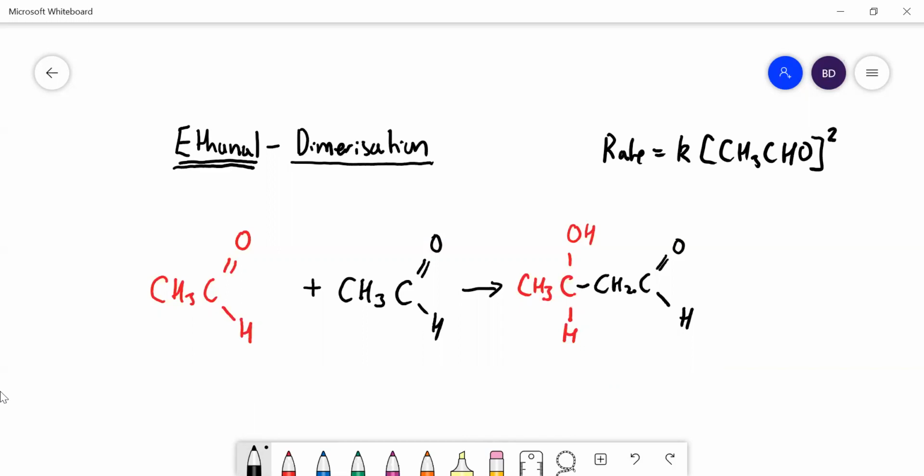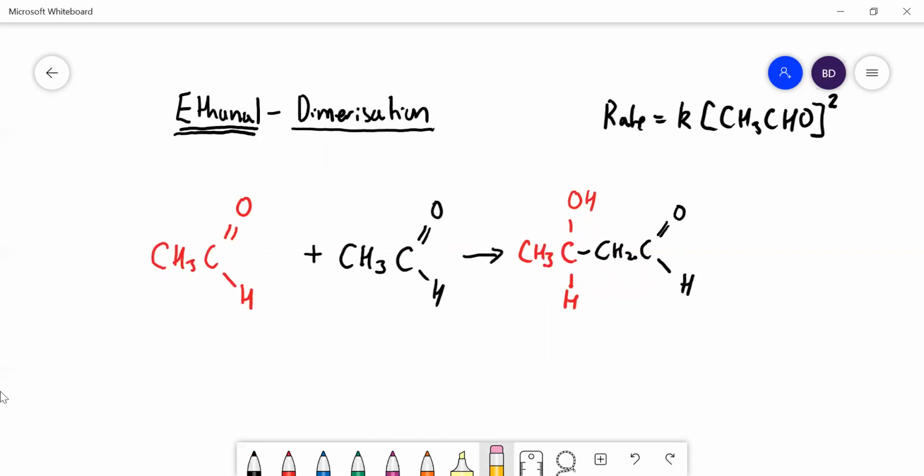Why would it be second order? Well, because the ethanal has got to collide with itself. If you double the concentration of ethanal, you don't just double the likelihood of collisions; you quadruple them. So that's what you'd expect if it was just this red one colliding with this black one, and that's not what happens. Because if you look at the rate equation, it is first order with respect to the ethanal.